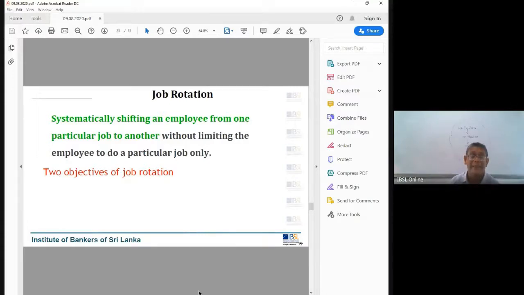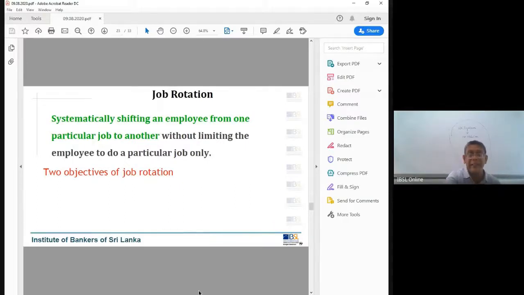And apart from that, you can write under that. So therefore, job rotation is a motivational tool also. Remember, you can motivate, right? So that is what you call job rotation. Okay, very famous in Sri Lanka, right? So it is important in banks also.